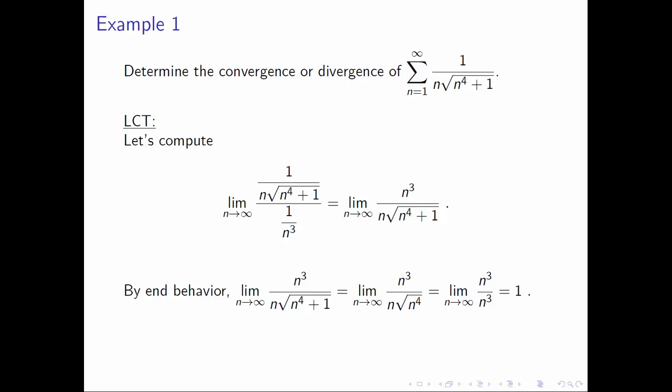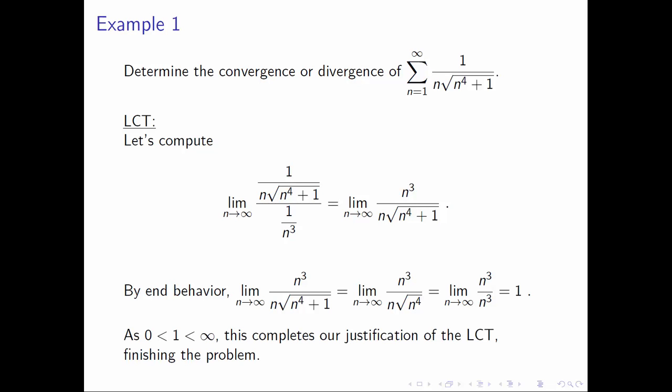Then again, I'll use these ideas of n behavior to get rid of the nasty terms. That little plus 1 that's underneath the square root sign is unimportant, so I'm going to throw that away, and I'll compute the much simpler limit. Limit as n goes to infinity of n cubed over n times the square root of n to the 4th, which is the limit as n goes to infinity of n cubed over n cubed, which is 1.